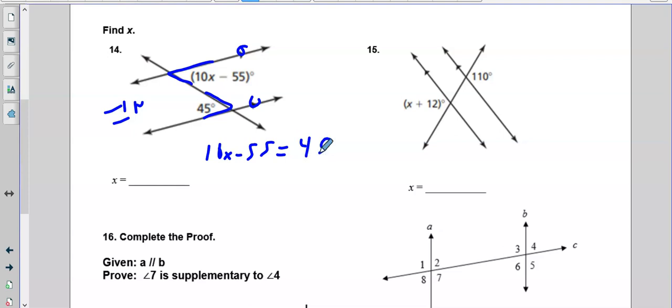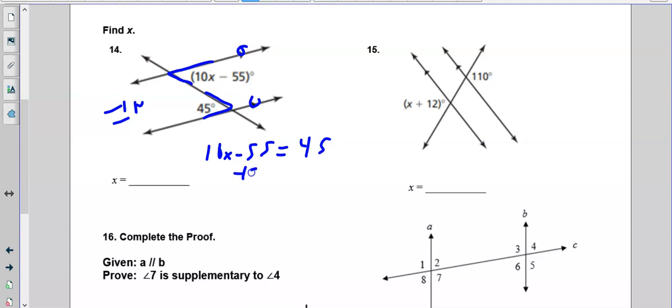Now you've got to think, there are going to be times we're going to add them to 180, but that's only one time. That's consecutive interior angles. Every other time, we're going to set them equal to each other because alternate interior and alternate exterior are equal and corresponding are equal. So most of the time, we're going to set them equal to each other. But if they're on the same side of the transversal, they're going to add up to 180.